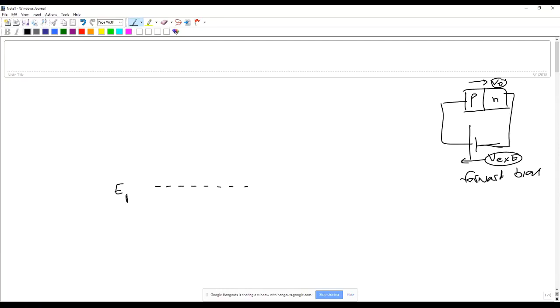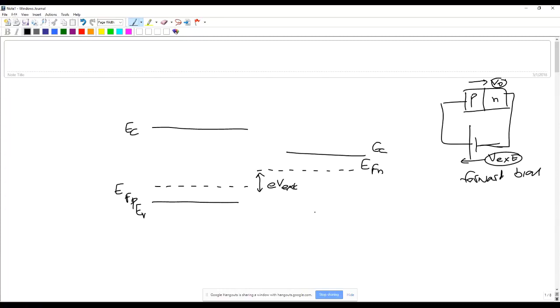You draw your E_F, but now because I'm connected to an external circuit, you no longer have the Fermi levels line up. You have some energy gap between them, and that energy gap is given by the external potential. So the higher the potential you apply, the more the split between the P and the N. So I can again draw the rest of the gap. This is EV, this is EC, this is EC, this is EV, and then I can draw the rest of the band bending.